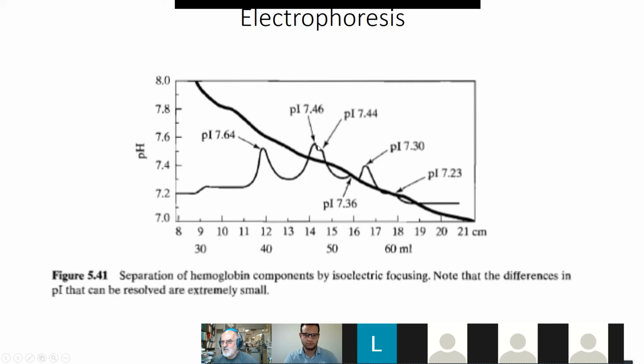These might be scanned optically. These might be a different kind of depiction. I think this is scanned optically in some kind of a reader in a spectrophotometer. We would stain them and photograph them. I'll show you an example in a second. But you can see the various peaks that you see and what kind of resolution you're getting.